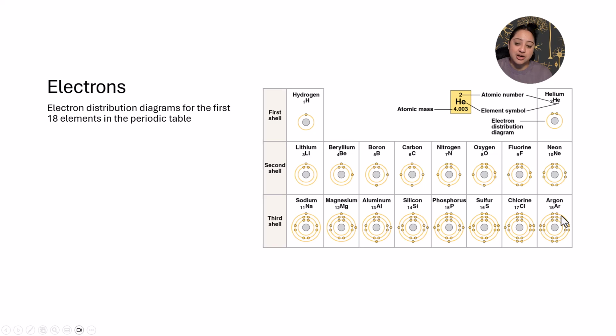The last column is what are called the noble gases. You might have heard of them. They're called the noble gases because they really don't want to interact with other things. They're like, oh, my shells are full. I don't need you. I don't need to interact with anything.